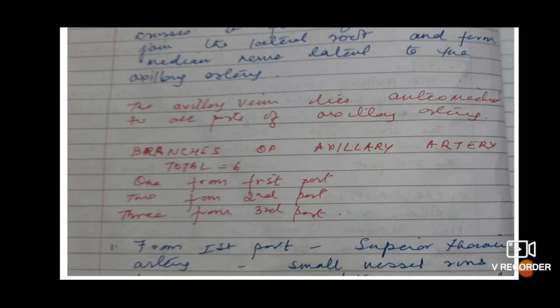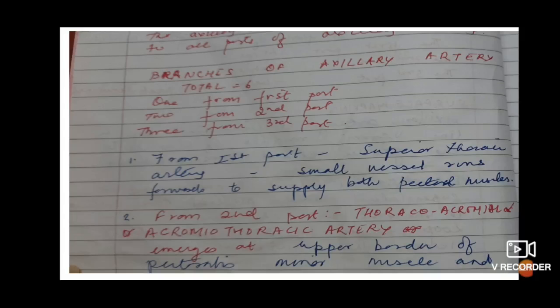Branches of axillary artery. Altogether, there are 6 branches of axillary artery, 1 from the first part, 2 from the second part, and 3 branches from the third part. From the first part arises the superior thoracic artery. Small vessels run forward to supply both pectoral muscles.